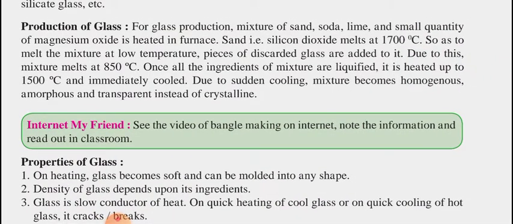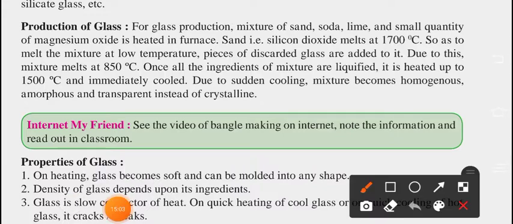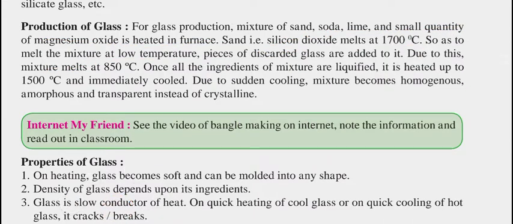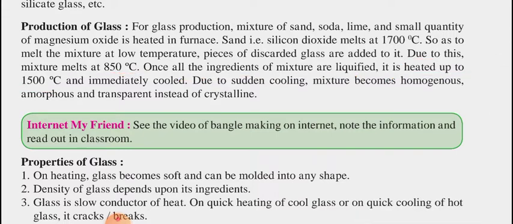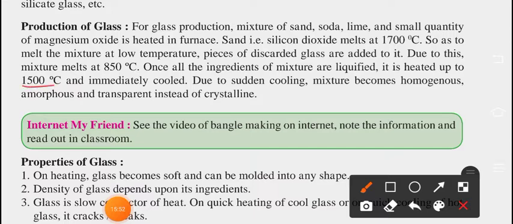Now, production of glass. For glass production, a mixture of sand, soda, lime, and a small quantity of magnesium oxide is heated in a furnace. Sand, that is silicon dioxide, melts at 1700 degrees Celsius. You can imagine that sand gets heated to around 1700 degrees Celsius. So as to melt the mixture at a lower temperature, pieces of discarded glass are added to it. Due to this, the mixture melts at 850 degrees Celsius. Once all the ingredients of the mixture are liquefied, it is heated up to 1500 degrees Celsius. Finally, we heat all the mixture to around 1500 degrees Celsius.